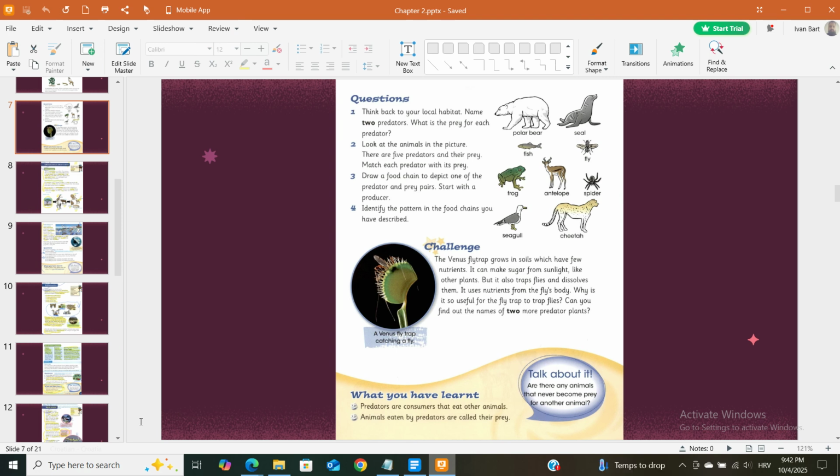What you have learned. Predators are consumers that eat other animals. Animals eaten by predators are called their prey. Talk about it. Are there any animals that never become prey for another animal?